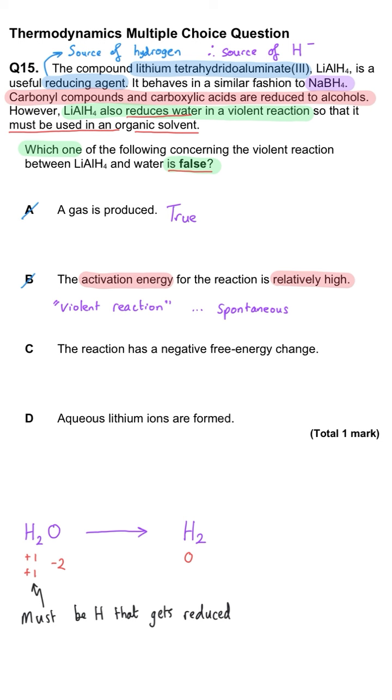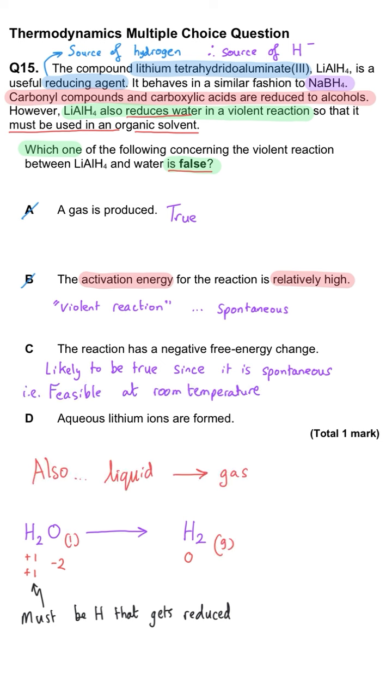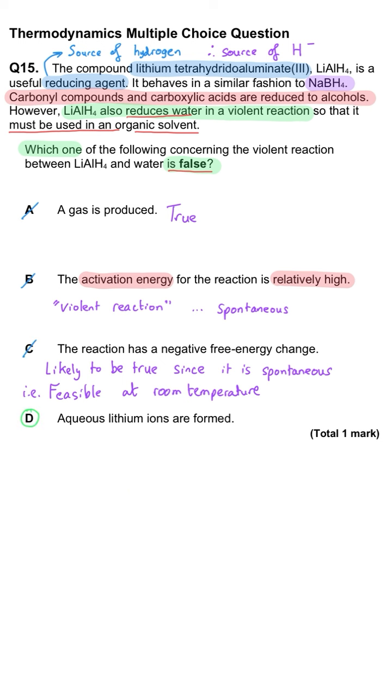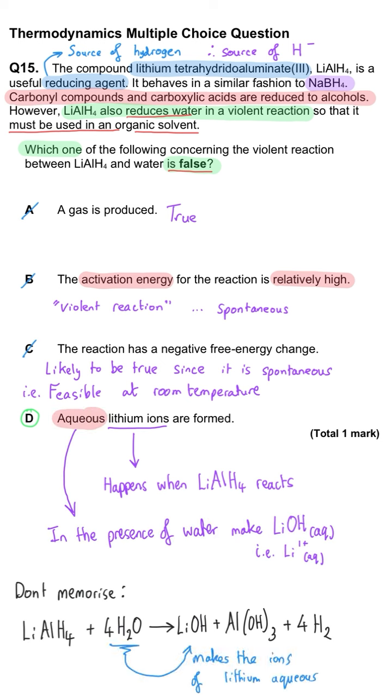For C, the reaction has a negative free energy change. That's likely to be true because this reaction just happens. It is feasible at room temperature. And so the delta G is likely to be less than or equal to 0 as a result of that. And for D, aqueous lithium ions are formed. That's what will happen when LiAlH4 reacts anyway, but when it's in the presence of water, those lithium ions are going to be aqueous, and so that will be a true statement, and so B is the correct answer for the only false statement amongst these answers.